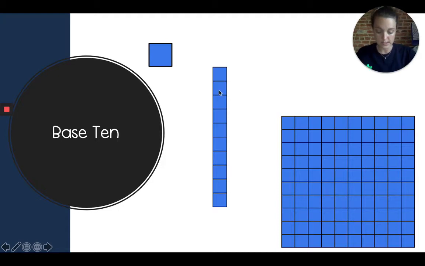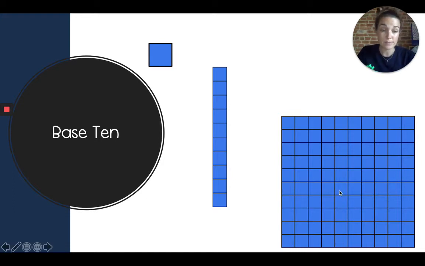And this is a 10 stick, right? Base 10 block, because this is made up of 10 individual pieces. So right here, if we look at this base 10 block, we have a 10 stick. We have 1, 2, 3, 4, 5, 6, 7, 8, 9, 10. And we're not going to count up to 10 every time. We can just use a 10 stick to show us that the value is 10.